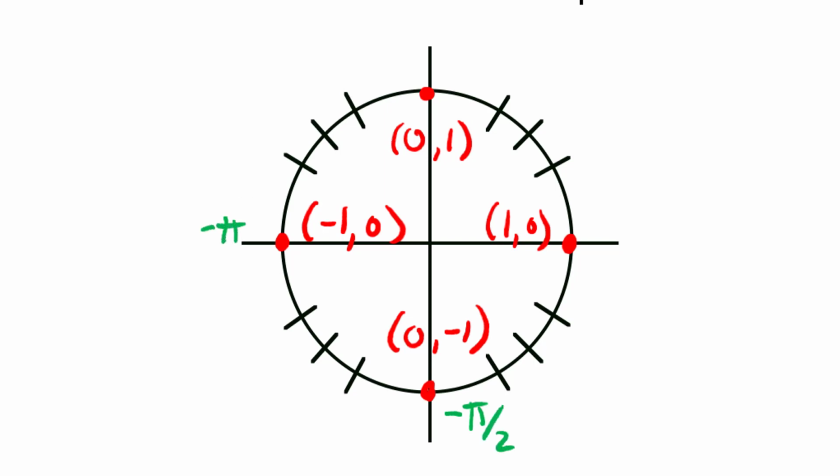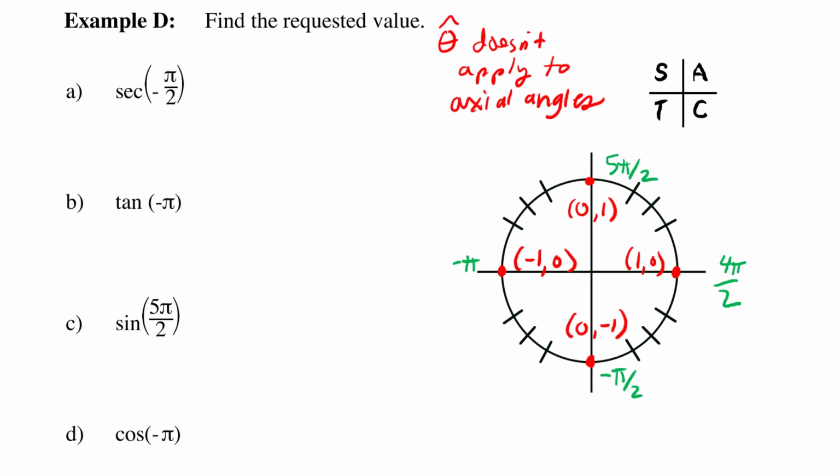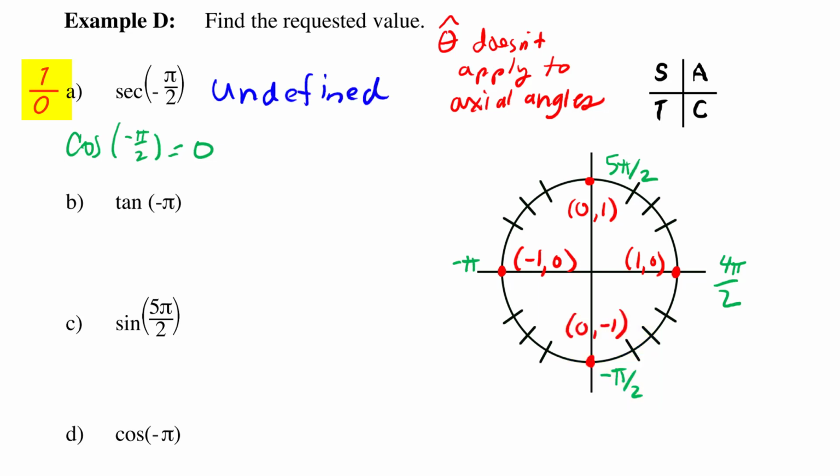Radian measures of negative pi over 2, negative pi, and 5 pi over 2, which you'll notice if we write 4 pi over 2 first, then we can easily find 5 pi over 2. Now in part A, to find the secant, the first thing I'm going to do is actually find the cosine, its reciprocal. And the cosine of negative pi over 2, the x value, is 0. But secant is the reciprocal of that, 1 over 0, and that's undefined.